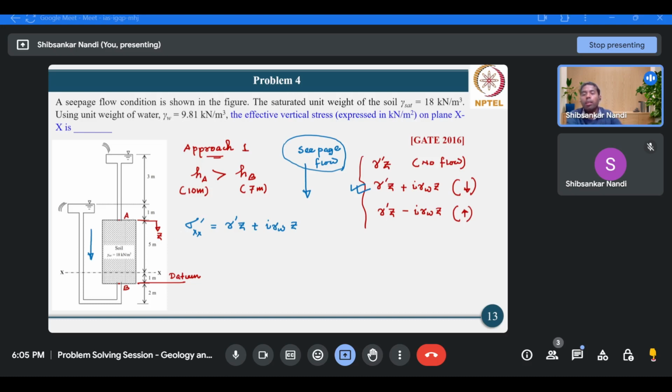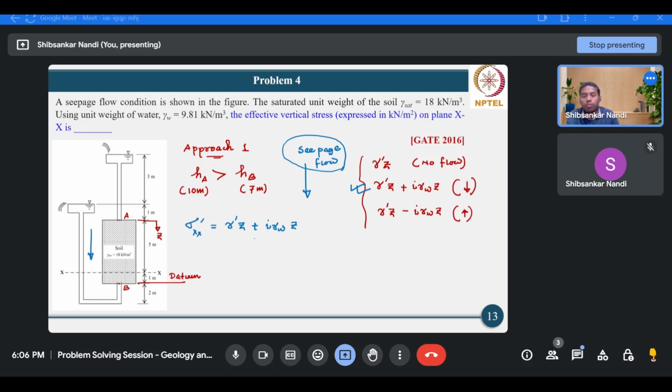If the total head at the top is greater than the total head at the bottom, then obviously flow will take place from higher total head to lower total head, that means in the downward direction. Otherwise, if the total head at the bottom is greater than the total head at the top, then the seepage flow will take place in the reverse direction, that is in the upward direction. But this is not the case for this problem. For this problem, the seepage flow is taking place in the downward direction.